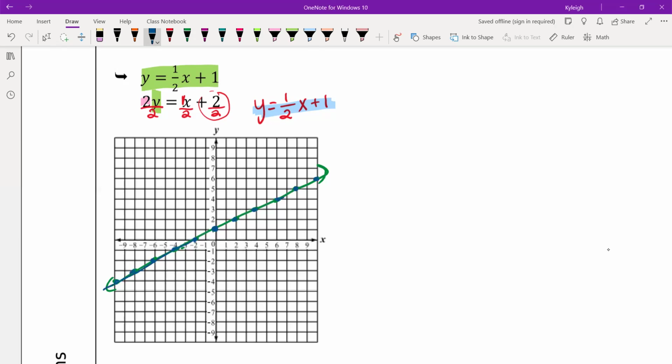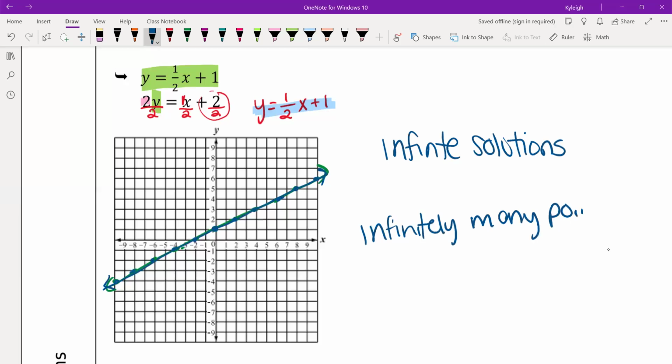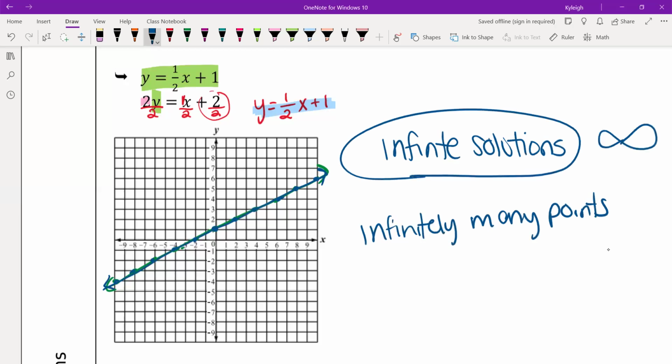How many points do they share? How many times do they intersect? They cross every single time. So they have infinite solutions. Or you might see infinitely many points. Infinite solutions is the answer I'm looking for, or the infinity sign, either one.